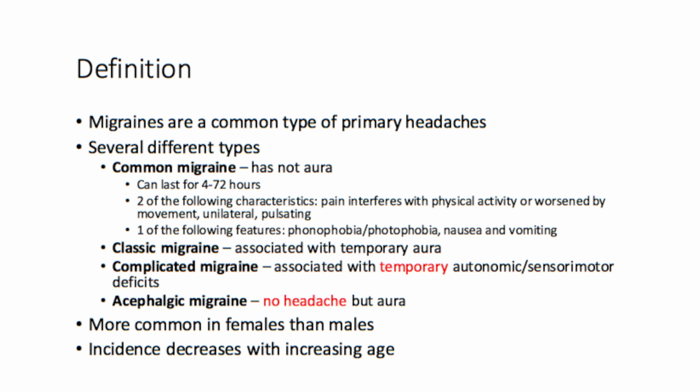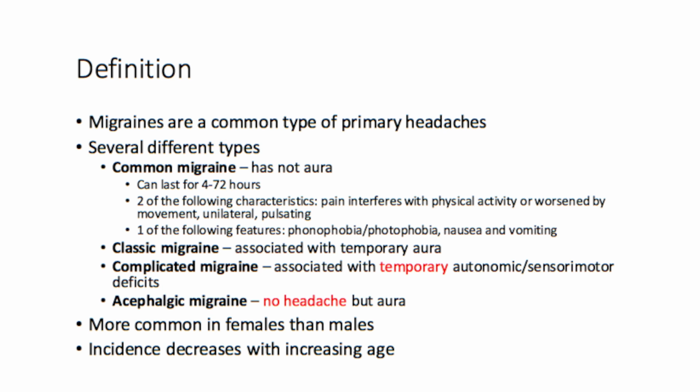They can last for 4 to 72 hours, and can have two of the following characteristics, such as pain that interferes with physical activity or is worsened by movement. They can be unilateral and pulsating in nature. They can also have one of the following features, such as phonophobia or photophobia, nausea and vomiting.